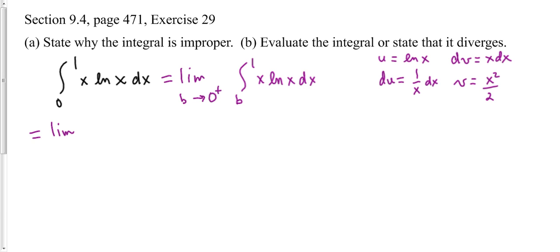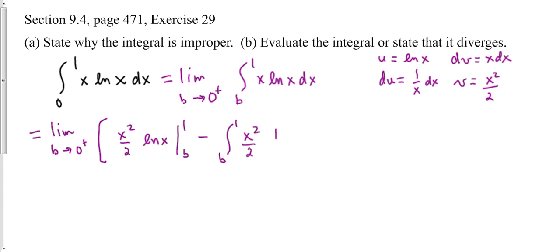So we're going to have the limit as b goes to 0 from the positive side. And the first thing that we do when we're using integration by parts is write u times v. So that's going to give us x squared over 2 times the natural log of x, and we're going to evaluate that from b to 1. And then it's minus the integral from b to 1 of v du, which is going to give us x squared over 2 times 1 over x dx. And we can cancel out some of the x's there. And then what we have here is the integral from b to 1 of x over 2 dx. And we know what the antiderivative of that is.